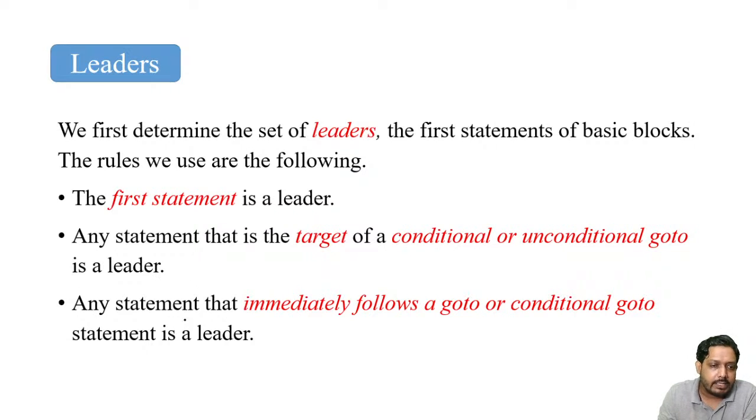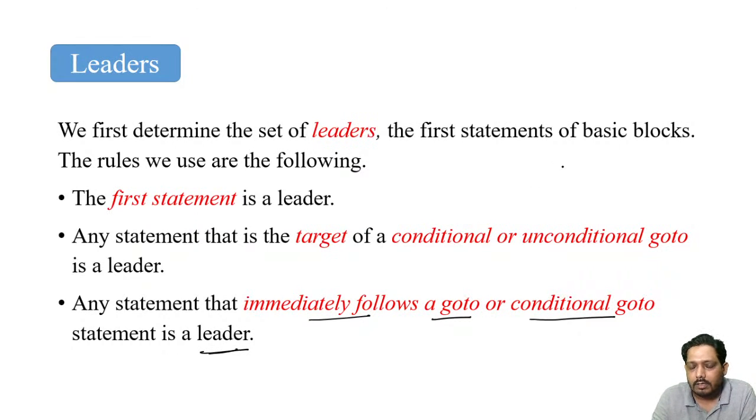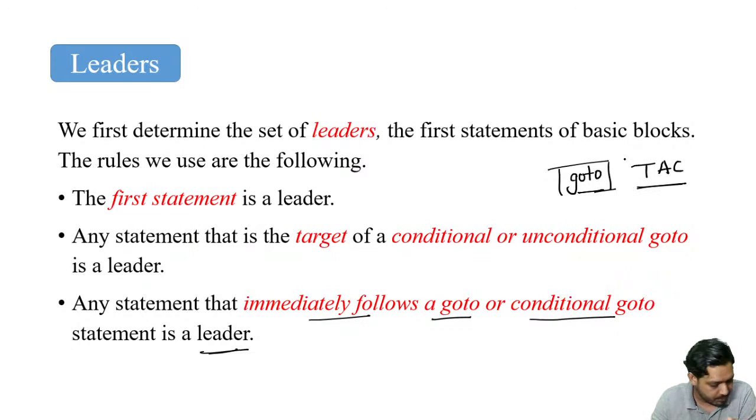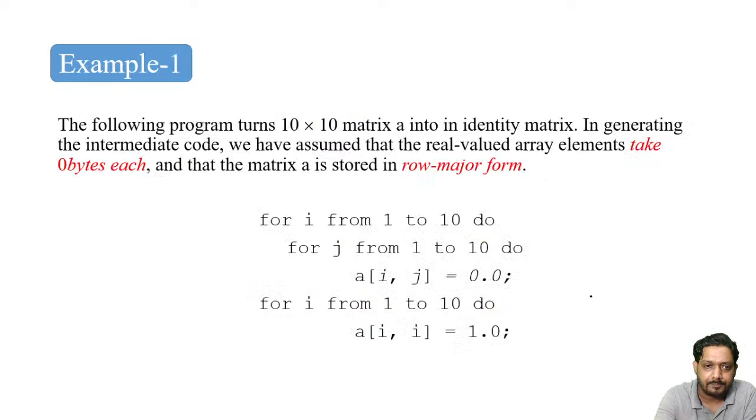Last, the statement immediately following a goto or a conditional goto statement is a leader. And don't think that because in C language we are not allowed to use goto, it doesn't apply here. TAC, three address code, uses only goto to create branches, but it is used systematically. So the first statement is a leader, the target of a branch instruction is a leader, and any statement immediately following a goto or conditional goto is a leader.